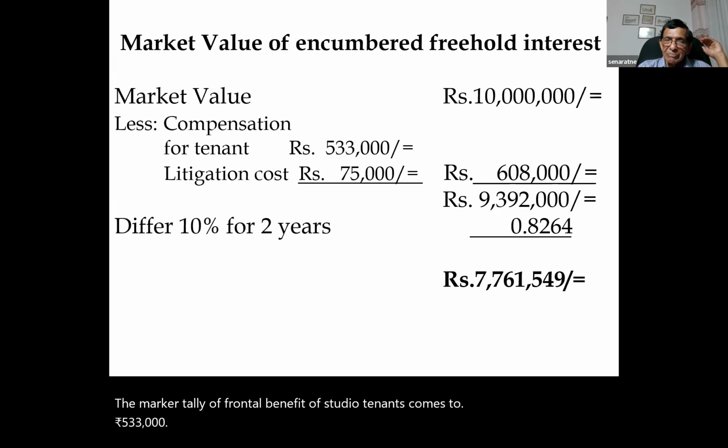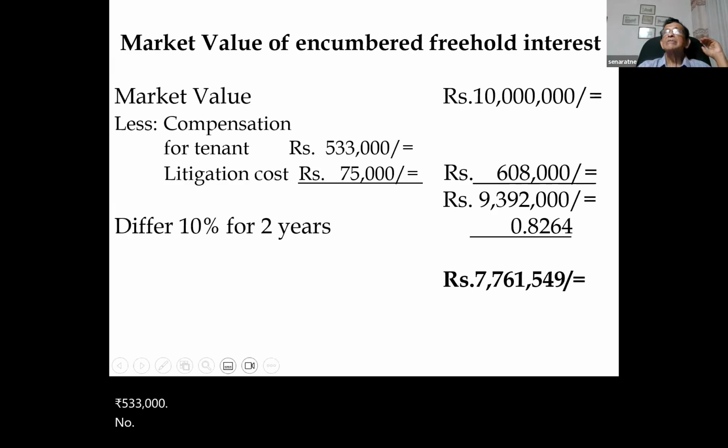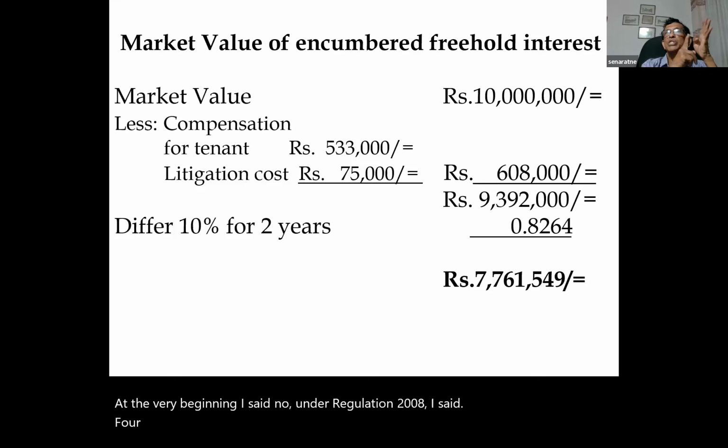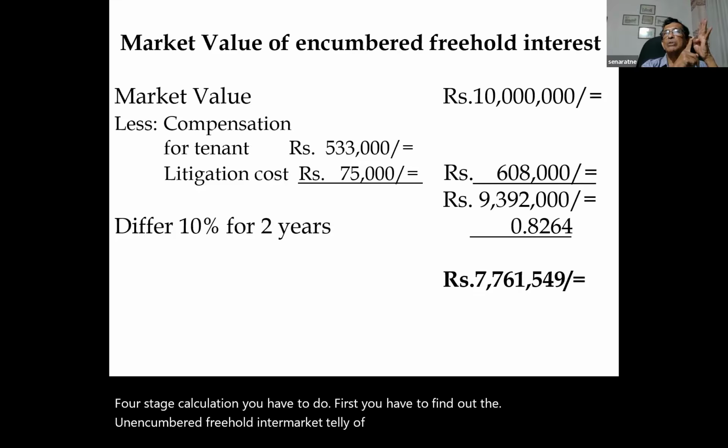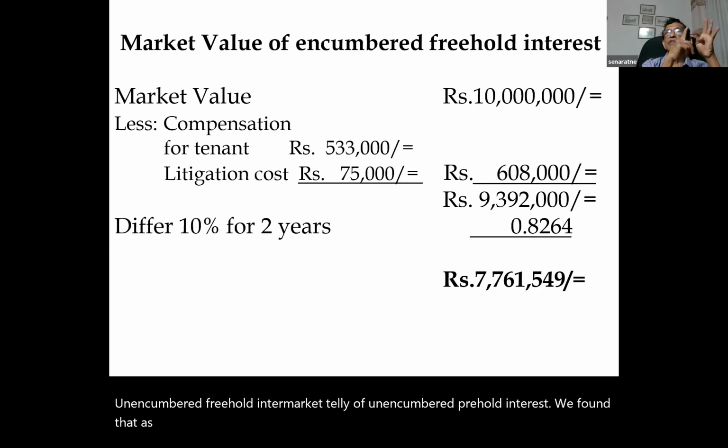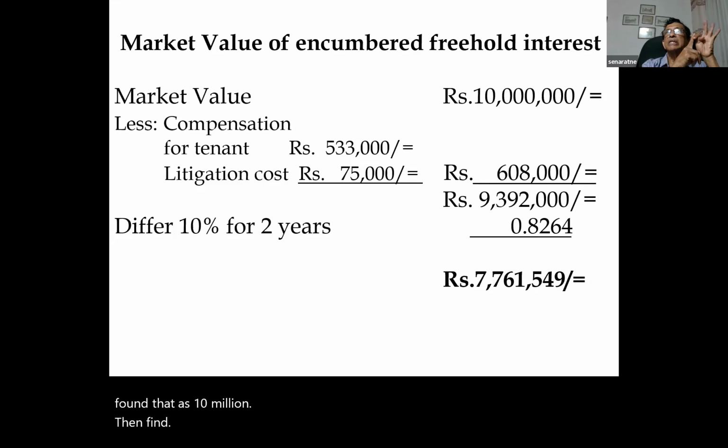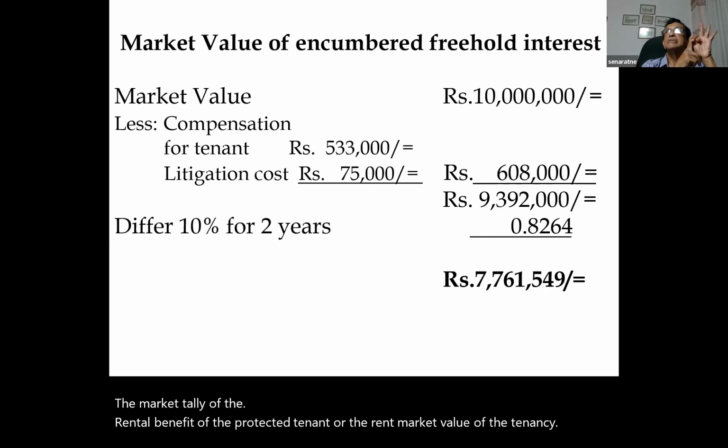Now, at the very beginning, I said under the regulation of 2008, a four-stage calculation you have to do. First, we have to find the market value of the unencumbered freehold interest. We found that as 10 million. Then we find the market value of the rental benefit of the protected tenant, or the market value of the tenancy. We calculate that.